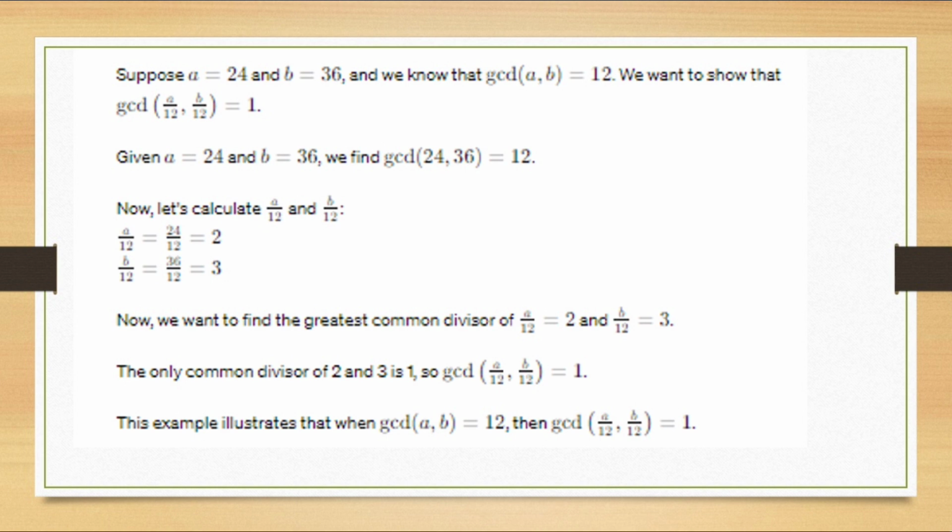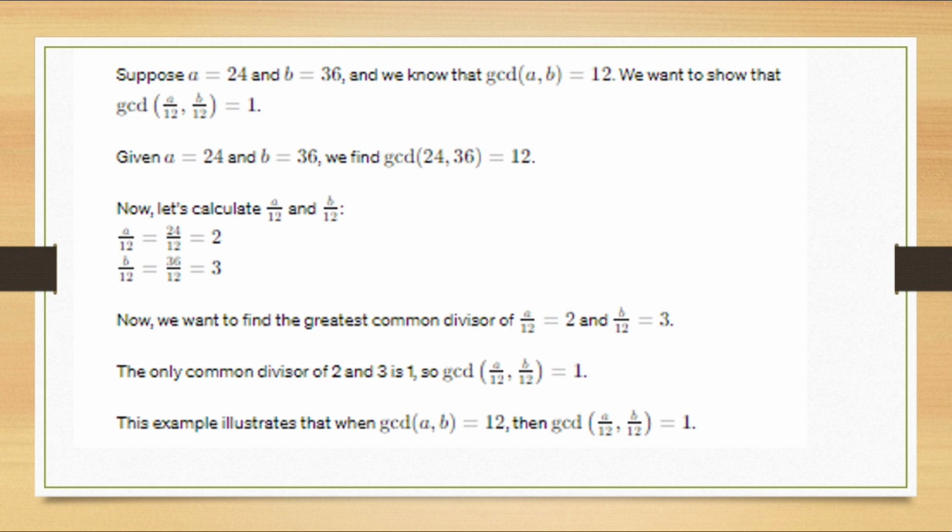So given that a is equal to 24 and b is equal to 36, we find the greatest common divisor of 24 and 36 is equal to 12. Now let's calculate a over 12 and b over 12. So a over 12 is equal to 24 divided by 12, which is equal to 2. And b over 12 is equal to 36 divided by 12, which is equal to 3.